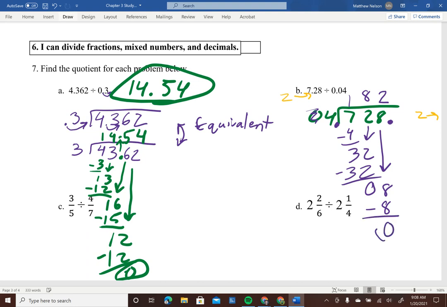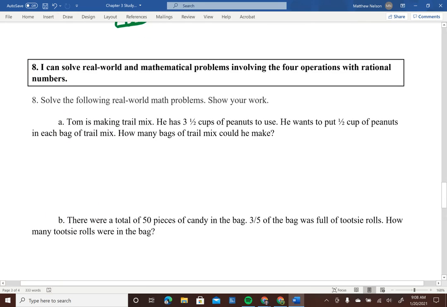So there we have a remainder of 0, and we have no more numbers left after this. We could write 0, 0 if we wanted. So I'm going to bring that decimal point up, and so my answer is going to look like 182. All right, so 0.04 goes into 7.28, 182 times is what it's telling us. All right, let's keep going.